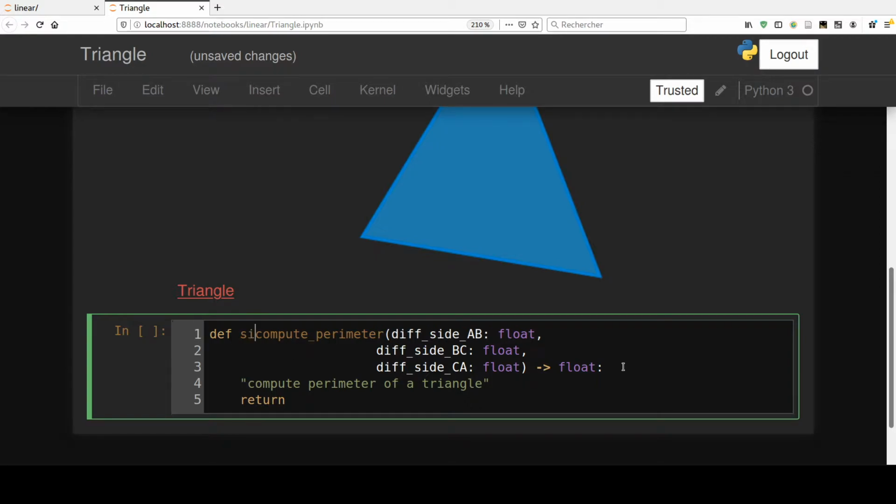Let's change the name to simple compute. So I simply have to add all of the arguments, diff side AB, side BC, and CA, to obtain what I want. This is probably the simplest way you can compute the perimeter of a triangle.